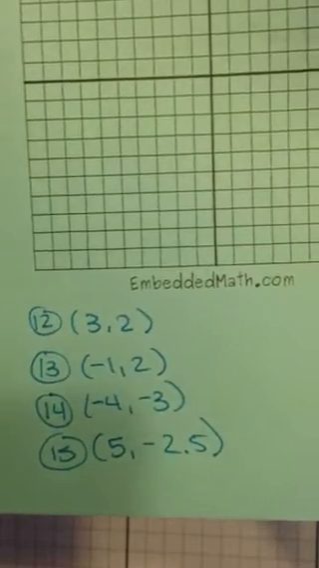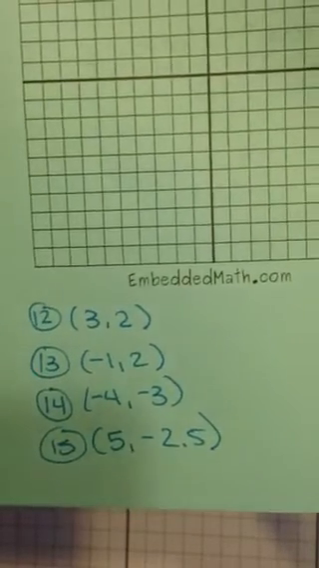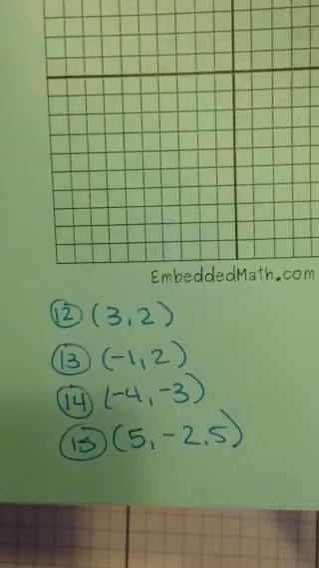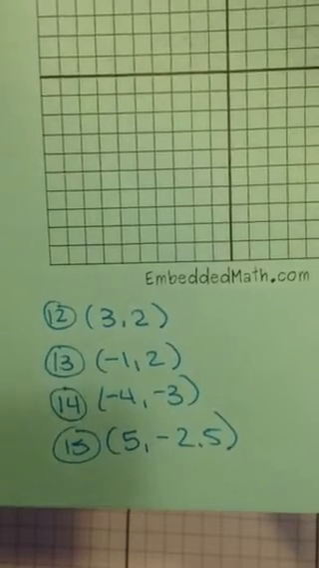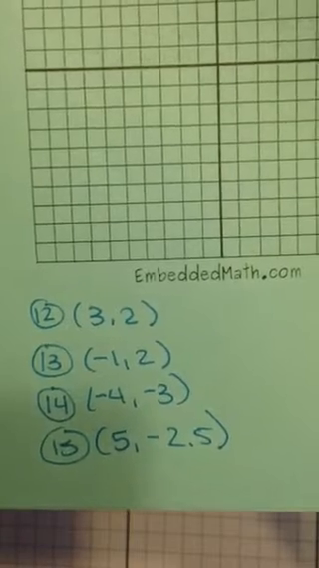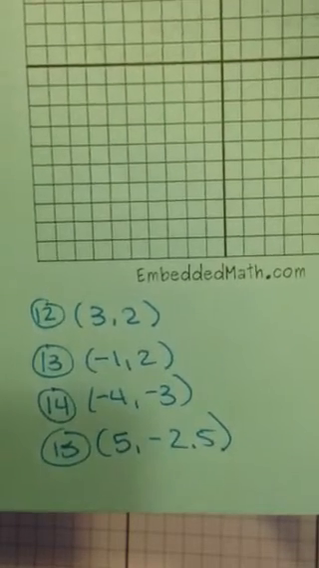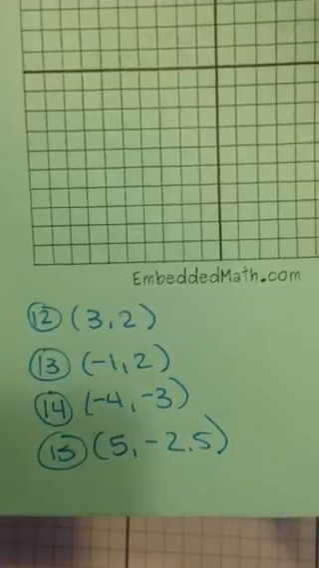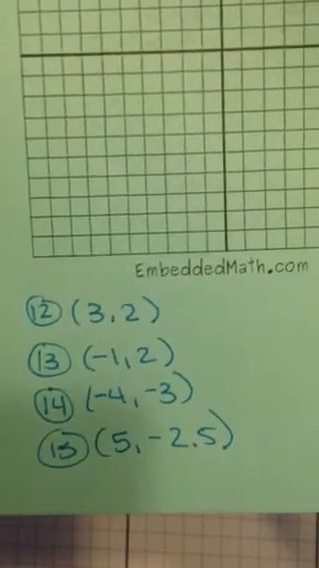And then for the other graph, we are going to do reflections over the x and then over the y. So you need to write these coordinates down. 12, 3, 2, 13, negative 1, 2, 14, negative 4, negative 3, and 15, 5, negative 2.5. All right, so hopefully you got those down. If not, please pause the video and take a moment to get them. And then we are just going to work ahead.